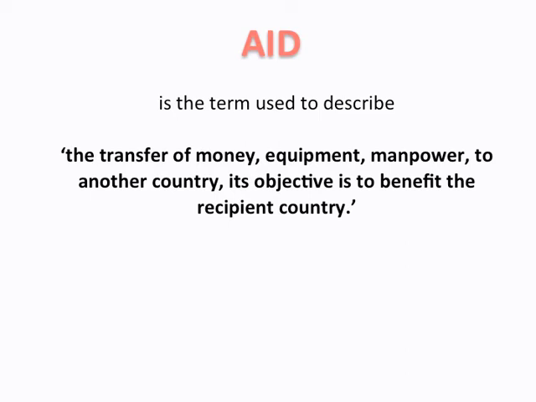So aid is normally a term used to describe the transfer of money, equipment, manpower to another country, and its objective is to benefit the recipient country. Aid is given by one country to another country in the form of money or resources. The country that gives aid is called the donor, and the one that gets aid is called the recipient.